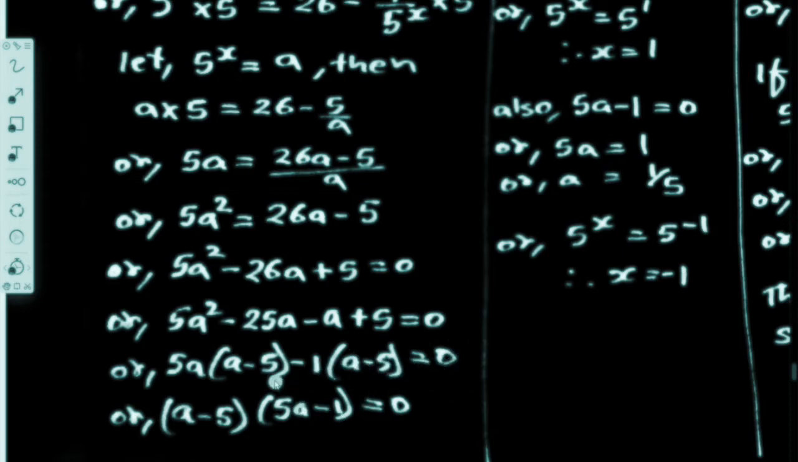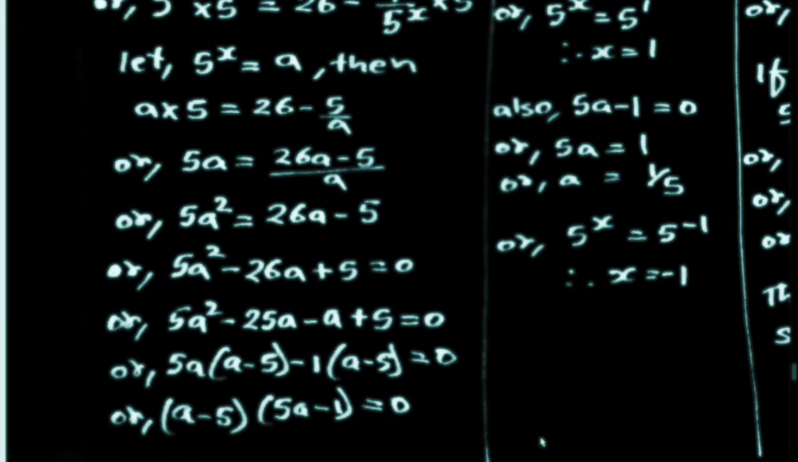Now a minus 5 is similar, so it comes ahead, and the non-common is 5a minus 1. A minus 5 times 5a minus 1 equals 0. In this way, we get two factors of this expression. A minus 5 is our first factor, and 5a minus 1 is our second factor. From this expression, we can easily get our required value.